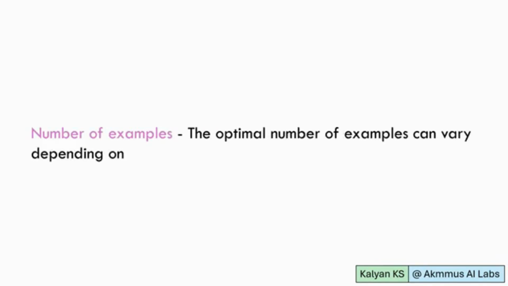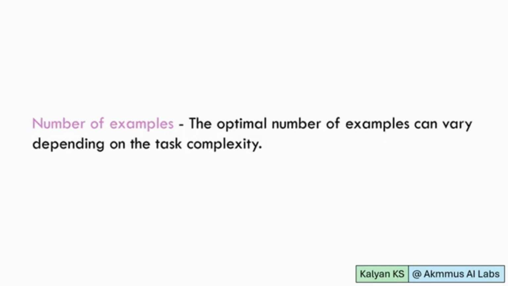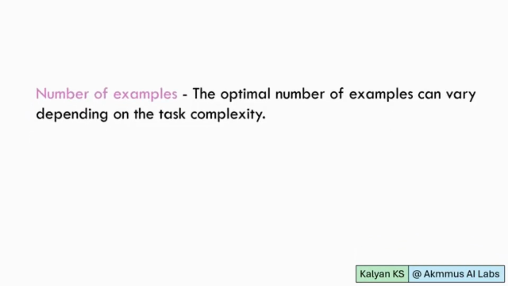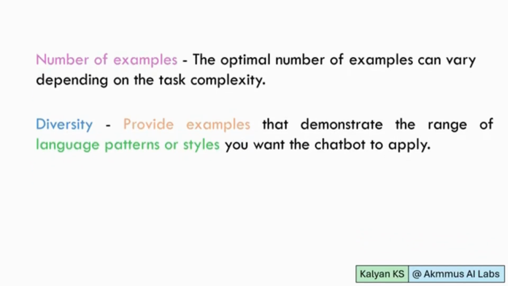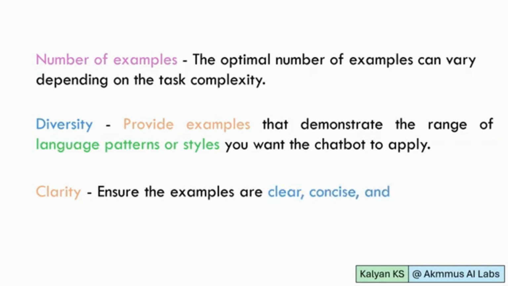Here are some of the key points to remember while providing examples. The first one is number of examples, that is, the optimal number of examples can vary depending on the task complexity. Experiment with different numbers to find what works best. The second one is diversity, that is, provide examples that demonstrate the range of language patterns or styles you want the chatbot to apply. The third one is clarity, that is, ensure the examples are clear, concise, and relevant to the task at hand.